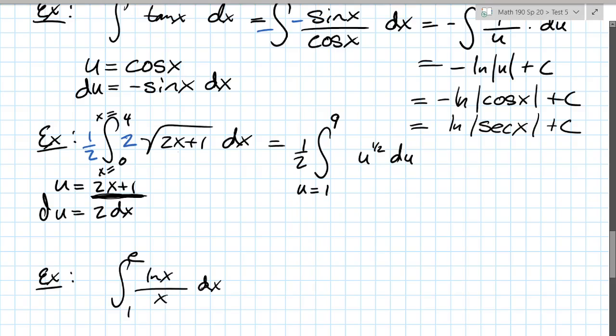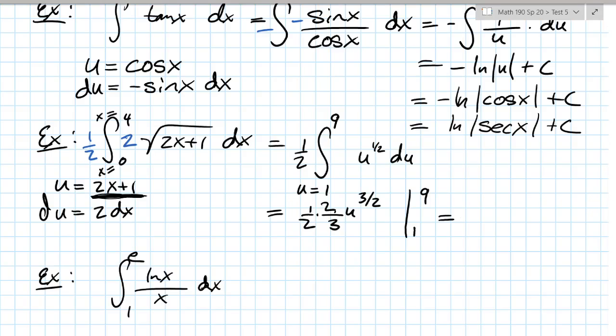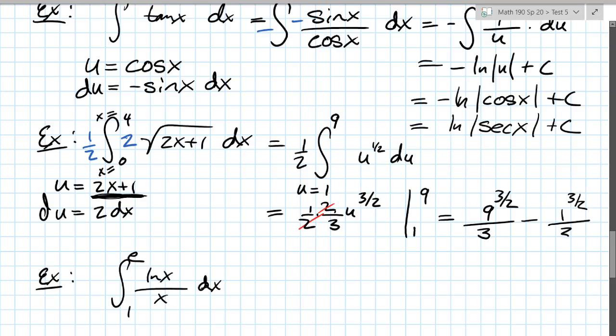Okay, so we integrate this, and we have 1/2 u to the 3/2 times 2/3. And then what we do is we write from 1 to 9. So this is the fundamental theorem part 2 from one of the previous sections. Notice I don't have to do plus c. I have some like terms that I can simplify. And now I'm saying 9 to the 3/2 power divided by 3 minus 1 to the 3/2 power divided by 3.